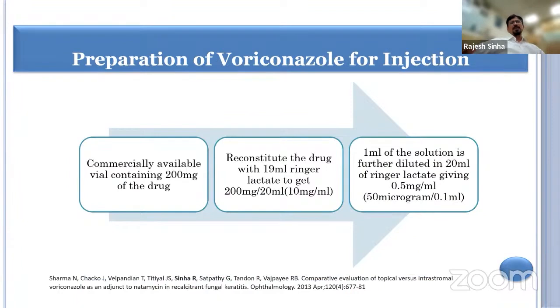As far as preparation of voriconazole is concerned, which is a very useful antifungal agent more often given these days, it is available in a 200 milligram vial. You reconstitute the drug with 19 ml ringer lactate to get 200 milligrams in 20 ml, that is 10 milligrams per ml. Then 1 ml of this solution is further diluted in 20 ml of ringer lactate, giving 0.5 milligram per ml, that is 50 micrograms in 0.1 ml. And that is how you give the injection.